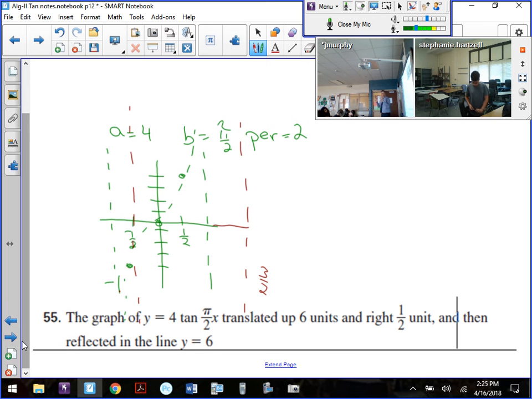When you think about it now, your new 0 spot on the x-axis is going to be at 1/2, and it's going to go up to 6. Okay. I take this point that was at 1/2 and 4, I move it over a half, and I go up 6.